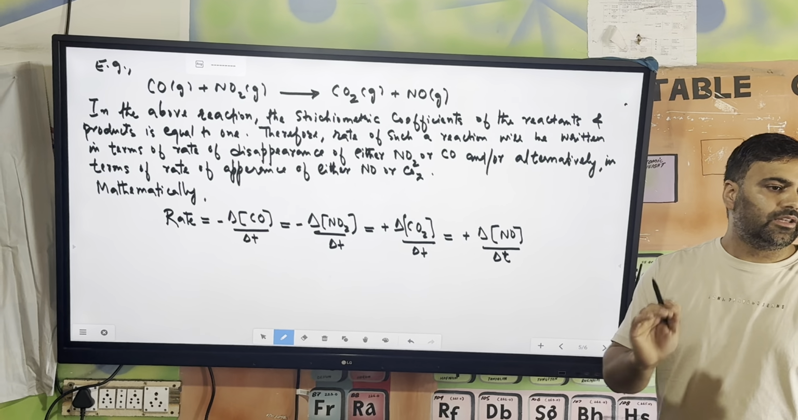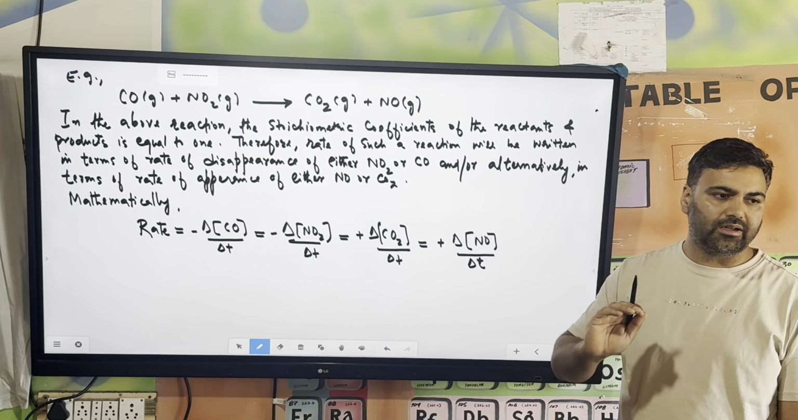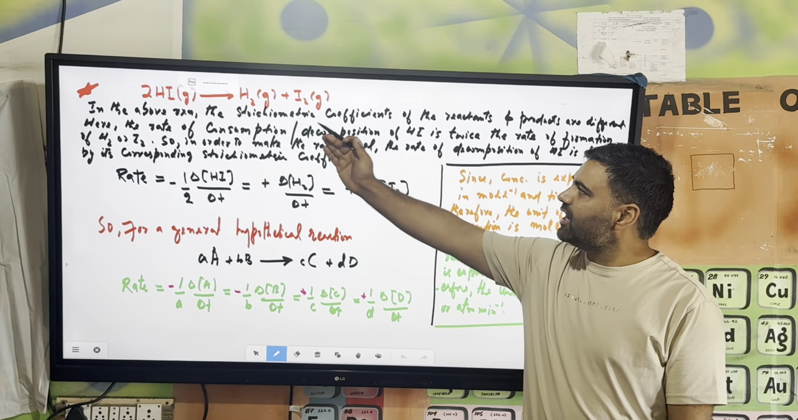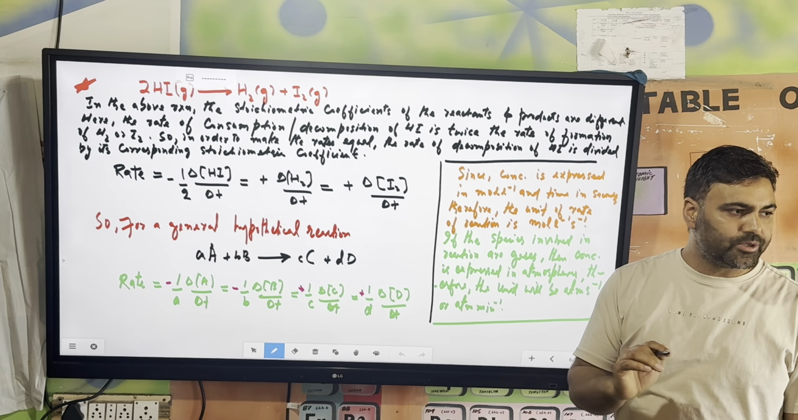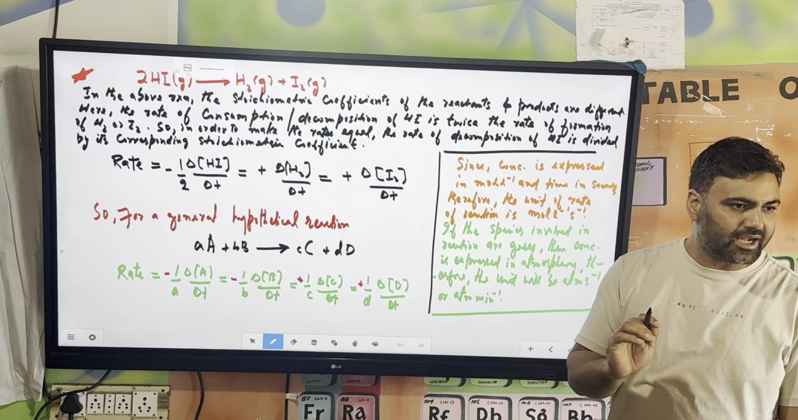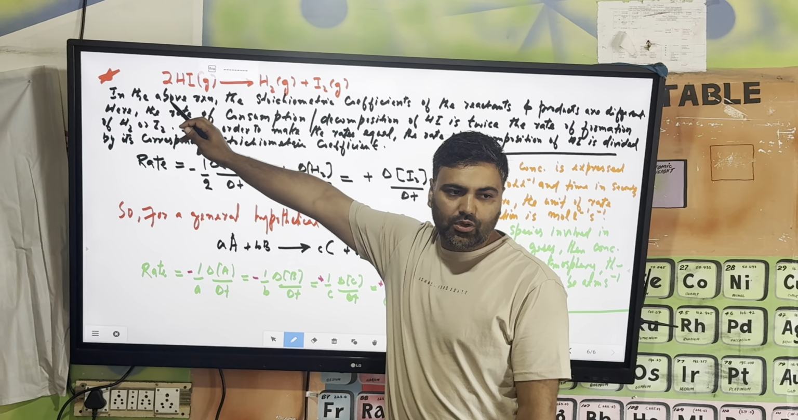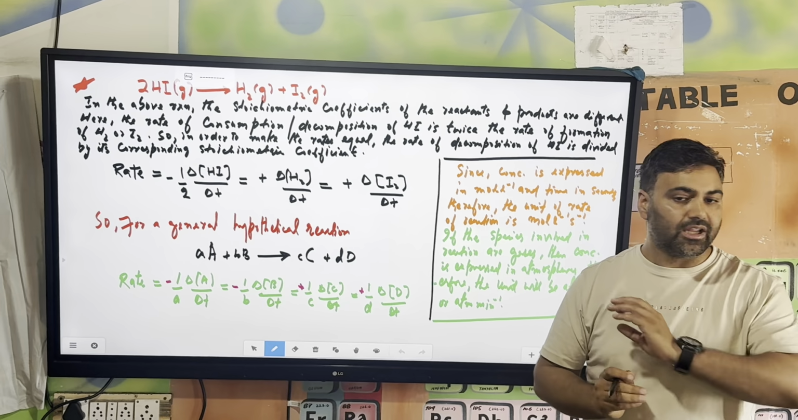But if the stoichiometric coefficients are not equal to 1 for a chemical reaction, like here is the case, 2HI gives H2 plus I2. What do you think here? Is the stoichiometric coefficient equal to 1 for every reactant and product here? No, here the stoichiometric coefficient of HI is 2 and that of hydrogen is 1 and that of iodine is 1. So what does that mean?